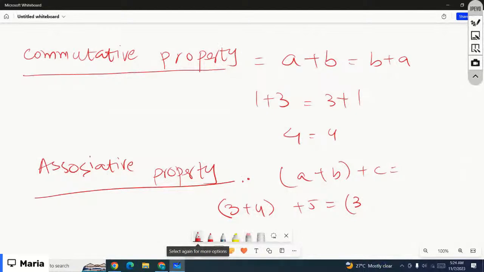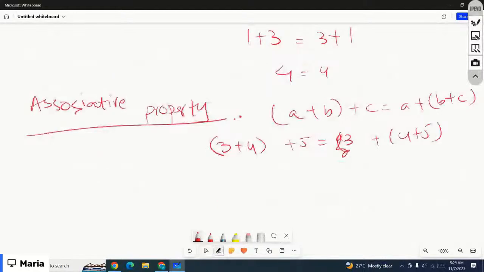here you have a plus b plus c, right? So here the order is (3 plus 4) plus 5. You have to solve the parenthesis first, right? Just add 3 plus 4 is 7, 7 plus 5. And here you have 3 plus (4 plus 5), where 4 plus 5 is 9. So when you add, it would be 12 equals 12. So the associative property involves three numbers and parentheses. If you apply parentheses, the order of addition is different, but you still have the same answer. So that is the associative property.